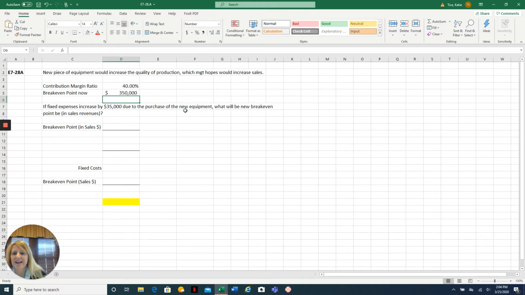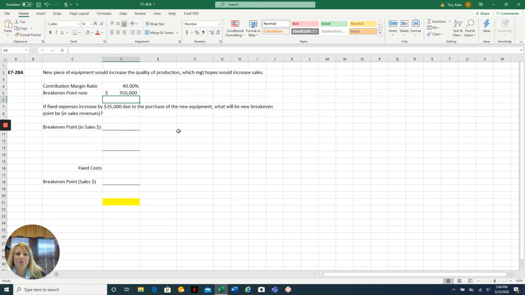The problem is asking us, what would happen if our fixed costs increase by $35,000, again, because we've purchased the new equipment? So what would the new break-even point in sales revenue be then?